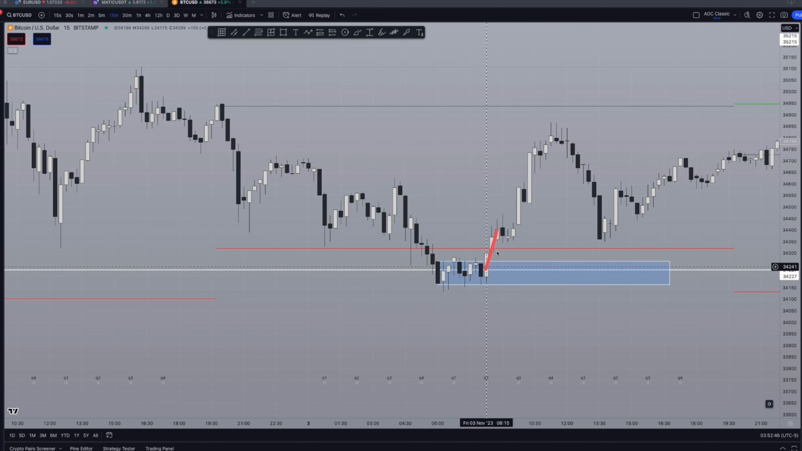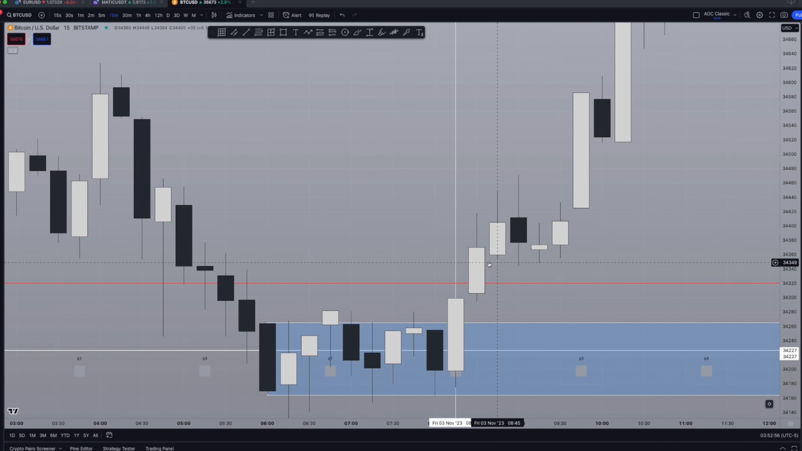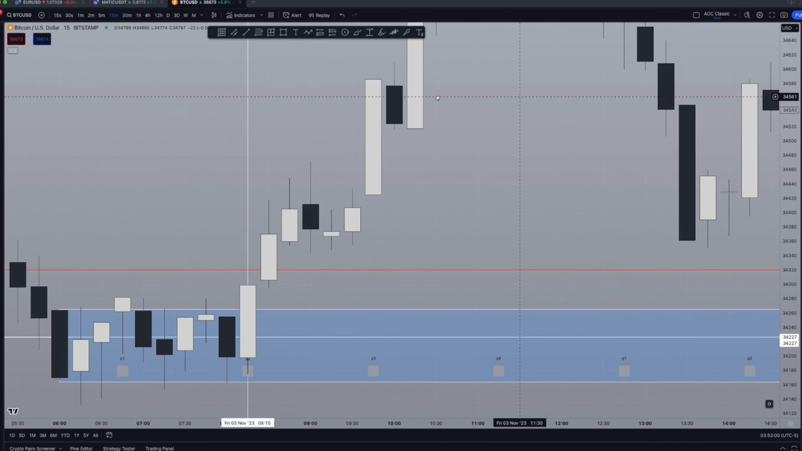And the moment you get the displacement to the upside, now you can start looking for retracements and take trend trades. So that's timings, behavior of price, level. It all adds up, boom, voila. Now price creates a fair value gap over here, price retraces back into here, and it pumps, right?